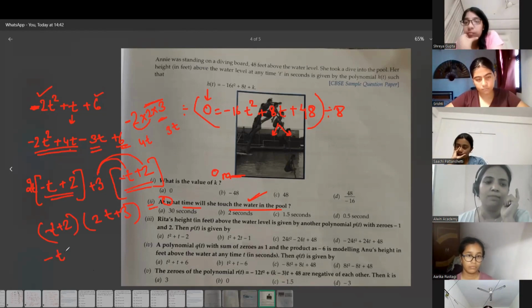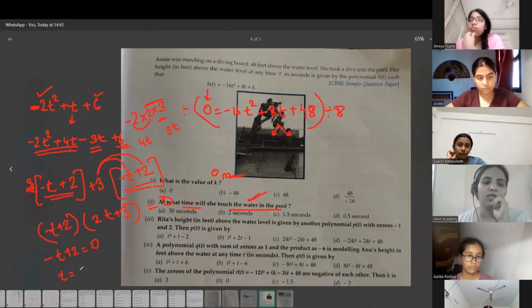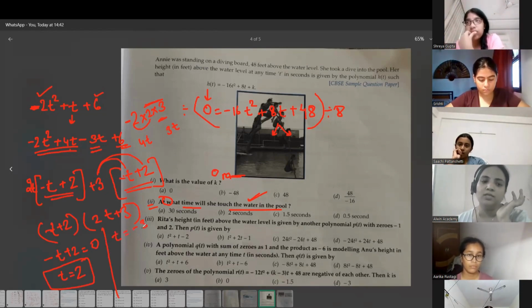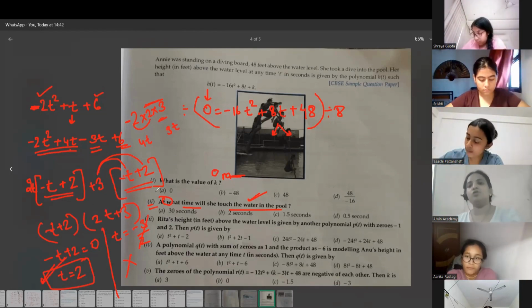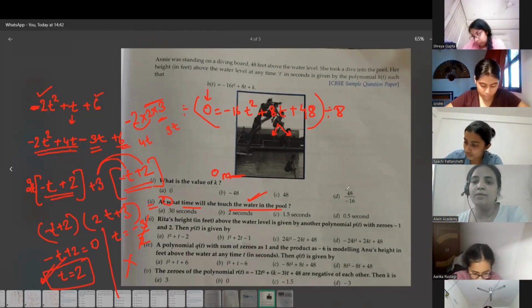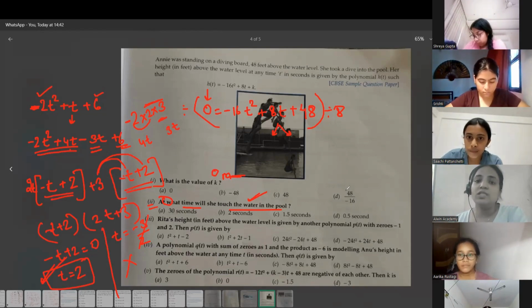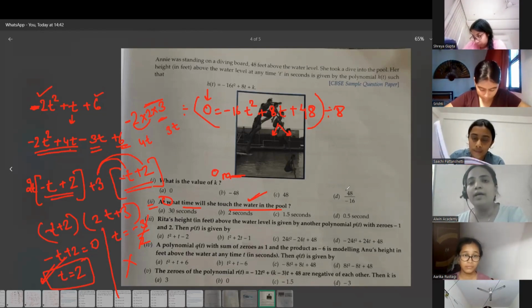So minus t plus 2 equals to 0. If you solve that, t is equal to 2. Or otherwise, if 2t plus 3 is 0, then t is equal to minus 3/2. Time can never be negative, so we need to ignore this value and t is equal to 2 is the answer. Understood everyone or not? Gauri, is this clear now? The 16, 8 and 48 were complicated.